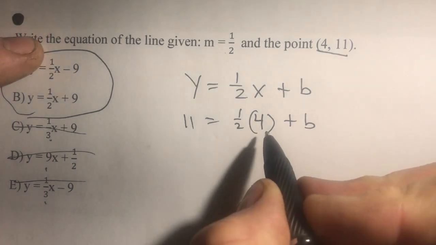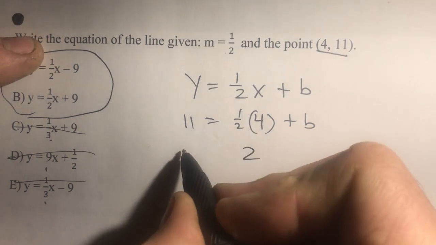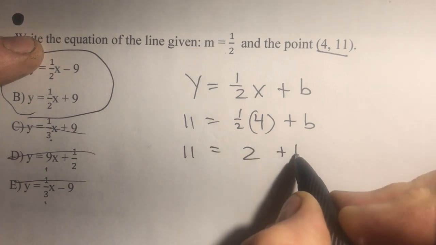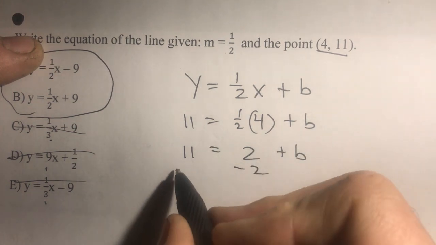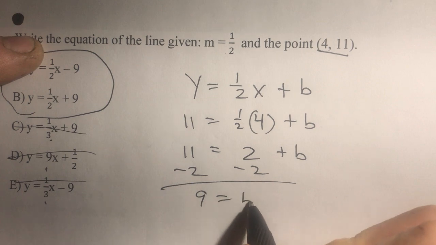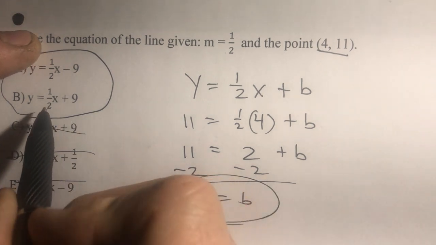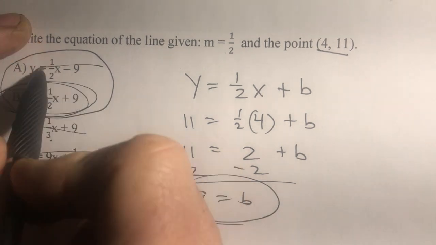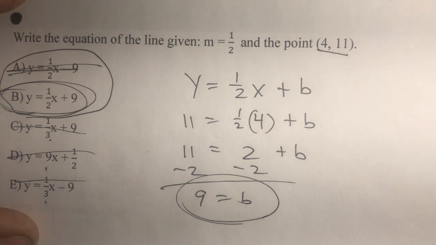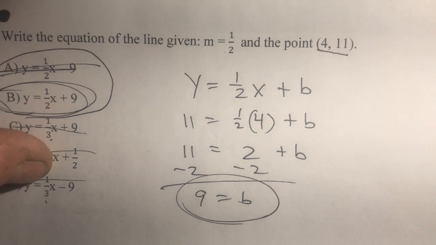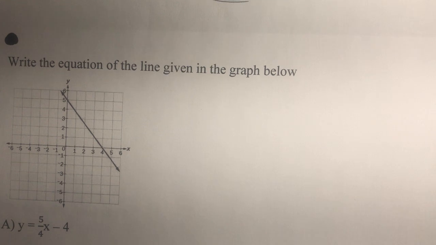And so then I do 1/2 times 4, which is 2. So 11 equals 2 plus b. And then we'll have to subtract 2, which means I've got 9 is b. So it's going to be a positive 9. So the answer is B right there, not this one. The answer is B. Okay, so that's how you do that. What about this one?